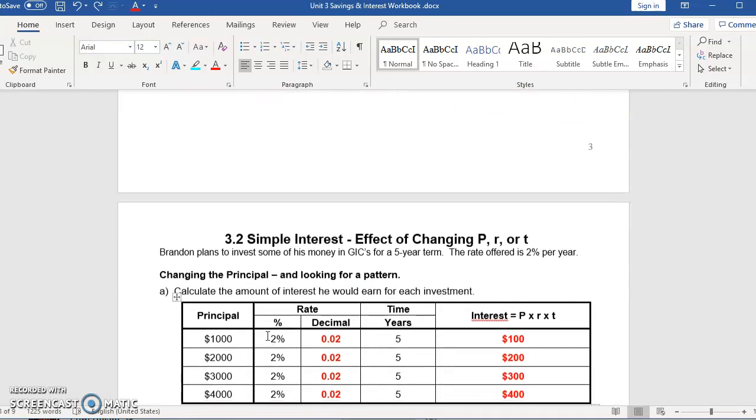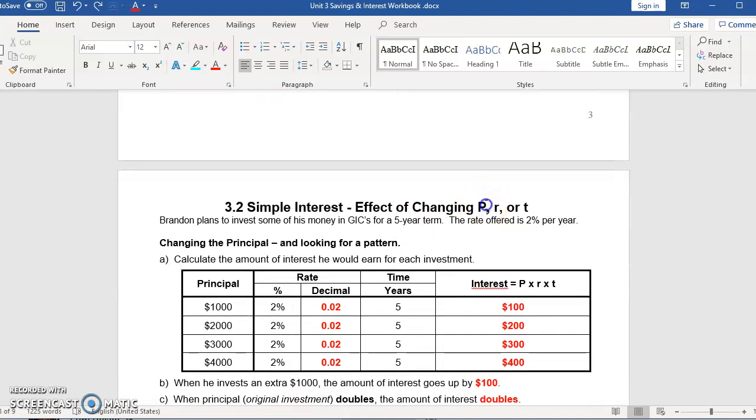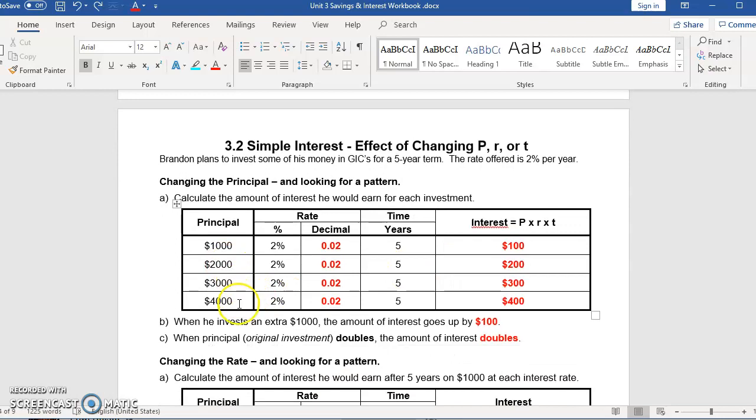This section looks at how, if we change principal, if we change rate, or we change time, how that affects our interest and how much we're going to get. So our first table looks at if we change how much money we invest, how does that change how much money we're going to collect in interest?